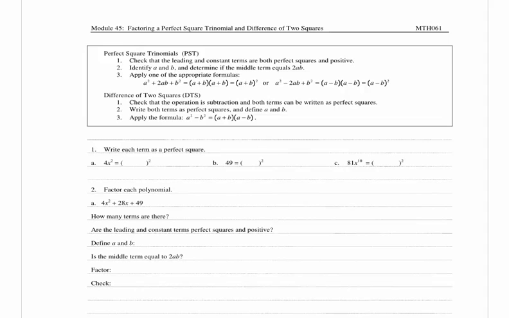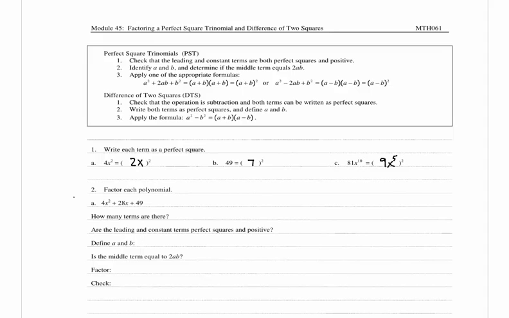In A, we have 4x squared. So we can write that as 2x squared. 2 squared is equal to 4, and x squared is equal to x squared. In B, we have 49, and 49 is equal to 7 squared. In C, we have 81x to the 10th, and we could write that as 9x to the 5th squared. 9 squared is equal to 81, and x to the 5th squared is equal to x to the 10th.